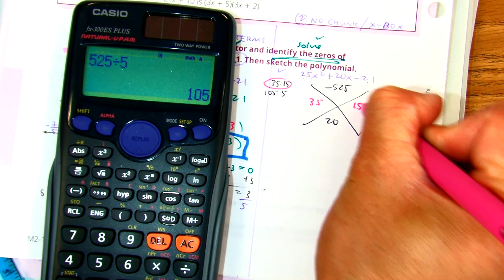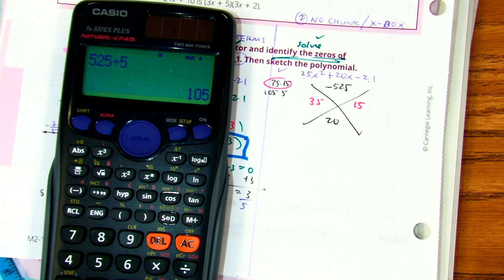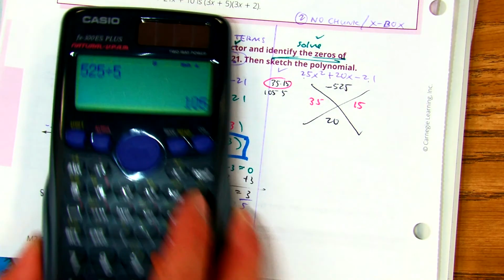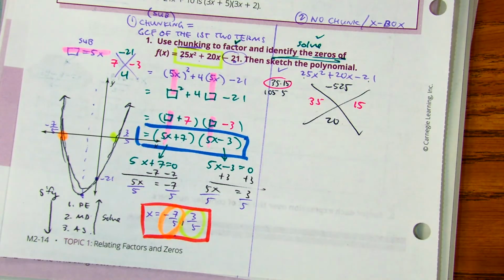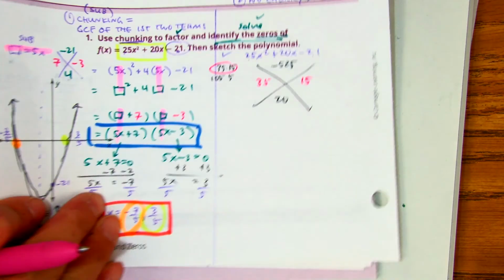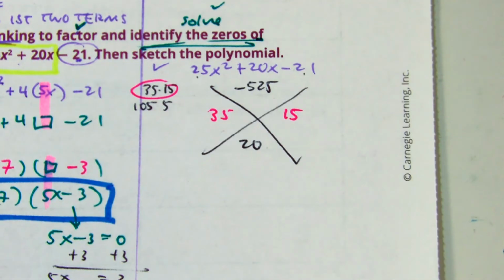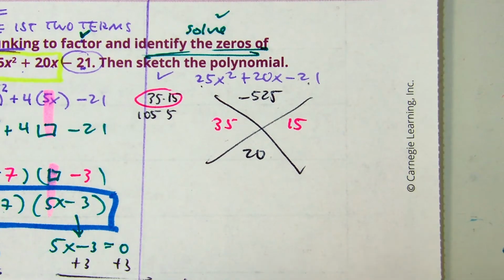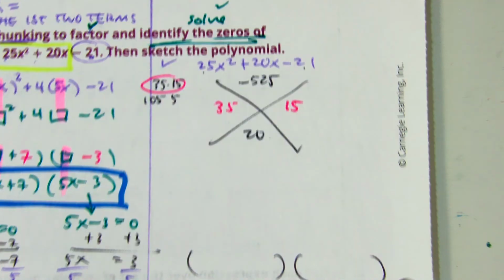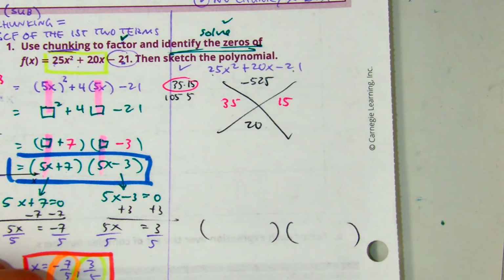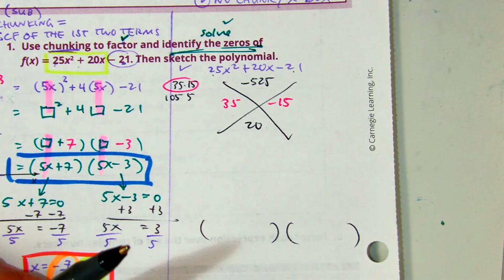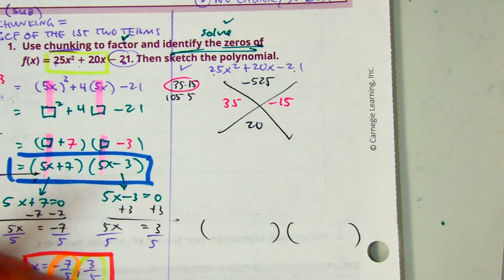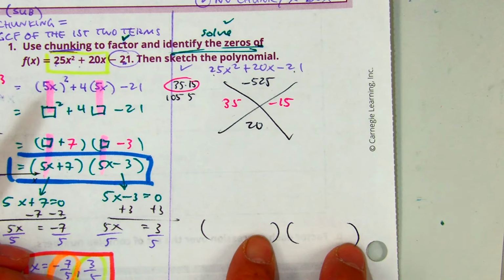Partner B, tell partner A which one is negative and why. Class, which one is negative? 15. Now, question. I'm going to ask the question and then just show me your thumbs. Should I put 35 and negative 15 into my factors? Show me your thumbs. That's a no, right?